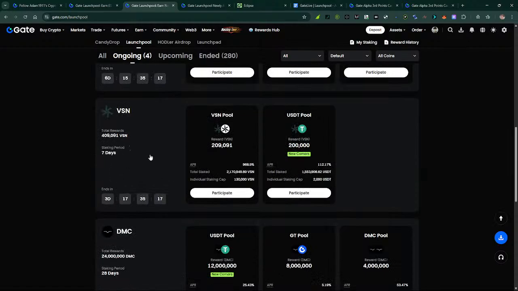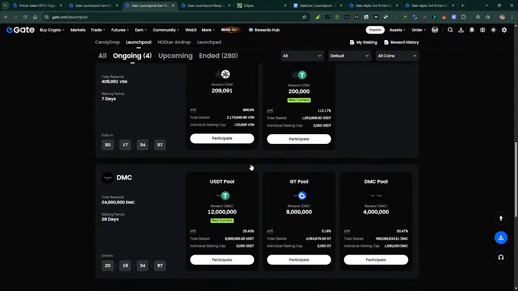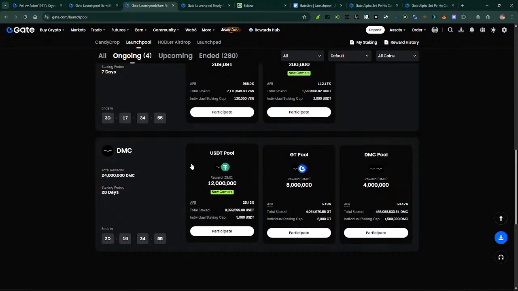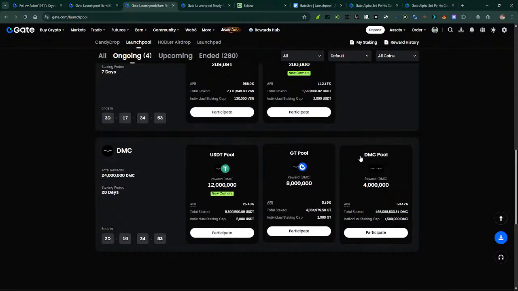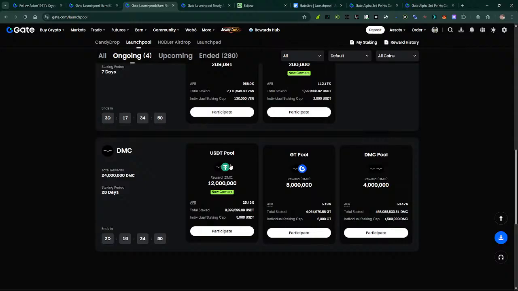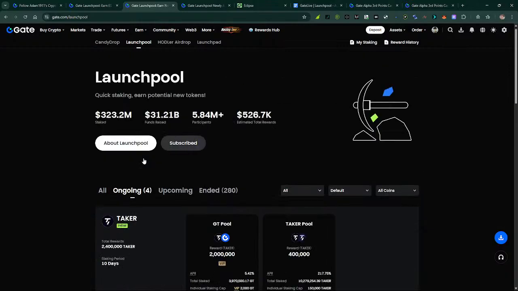And we have the PSN pool. On the PSN pool, there is a USDT pool which is particularly for newcomers only. If you click on participate, you'll get to know the exact date. If you have joined after 14th of July, you will be considered a newcomer. Then we have the DMC pool. There is also a USDT pool, GT pool, and DMC pool, and especially this USDT pool is for the newcomers. So that's it.